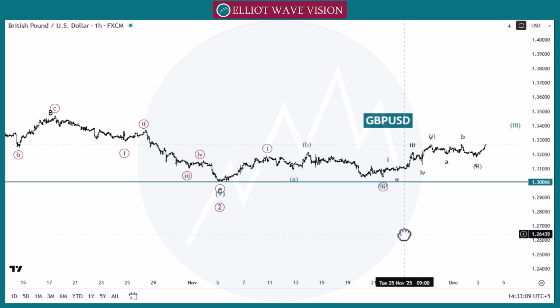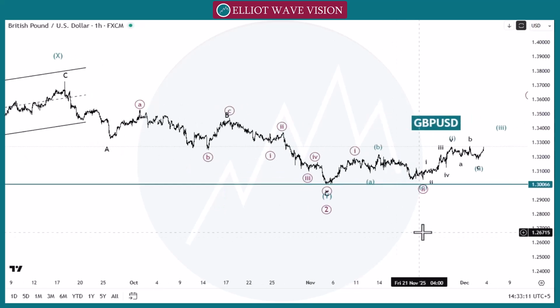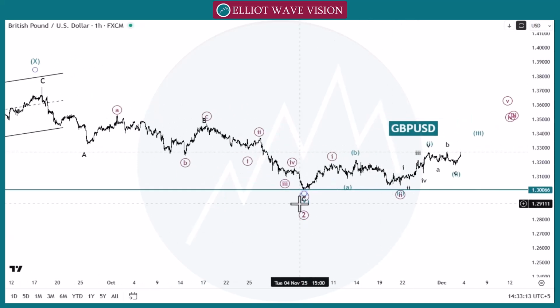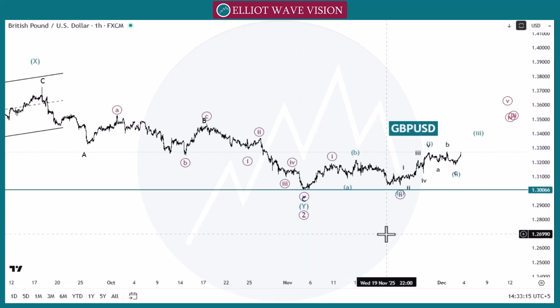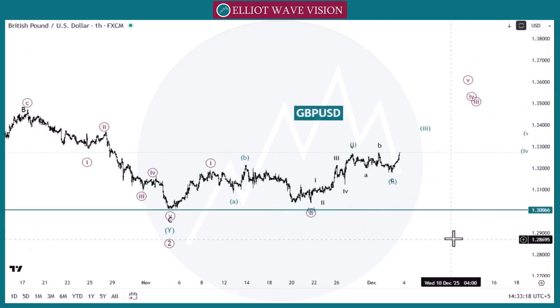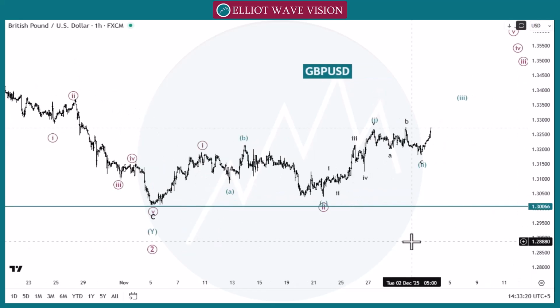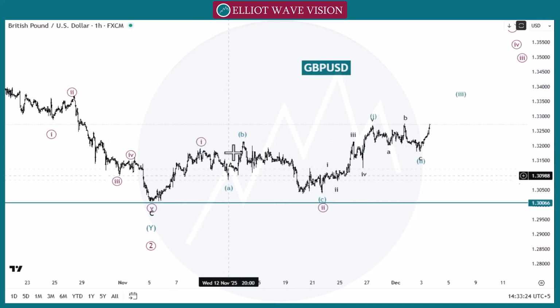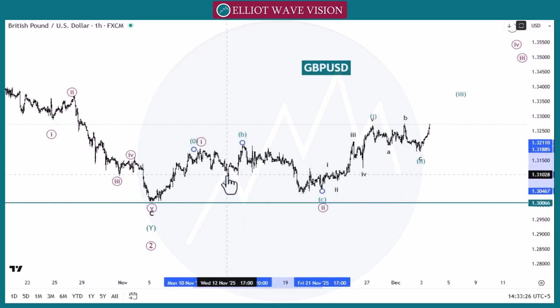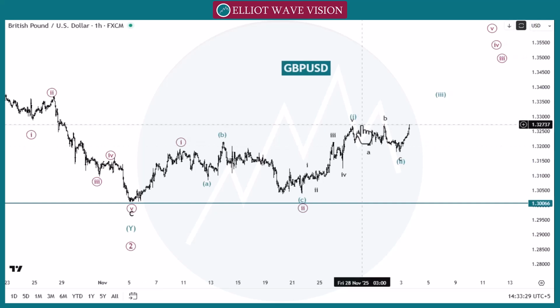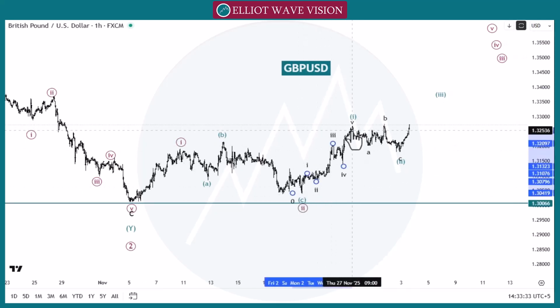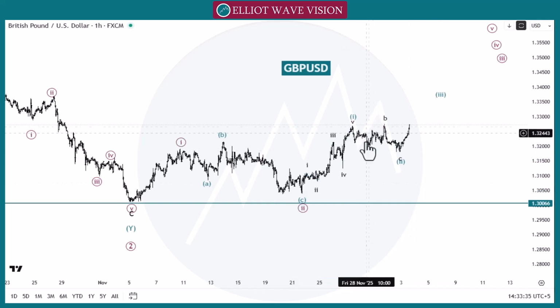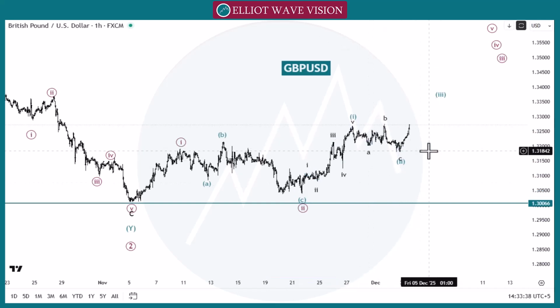In the 1 hour time frame we count this move after this brown wave 2. We count this move like this wave 1. Market gives us the A, B, C as a flat pattern. Again we count this move like wave 1, 2, 3, 4, 5. And now the market is ready to give us the classic trading level pattern above this 1.32.